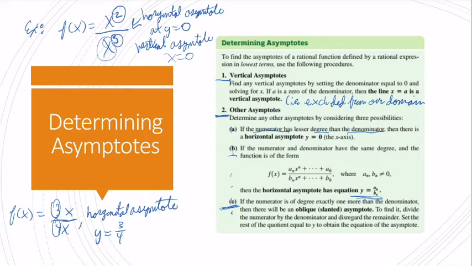The last type of asymptote is a very special type of asymptote, and it's called an oblique or slanted asymptote because its equation is a line. So if the numerator is of degree exactly 1 more than the denominator, then there will be an oblique asymptote. To find it, you have to divide the numerator by the denominator and disregard the remainder. And then you set the rest of the quotient equal to y to obtain the equation of the asymptote. So let's go through an example of this.